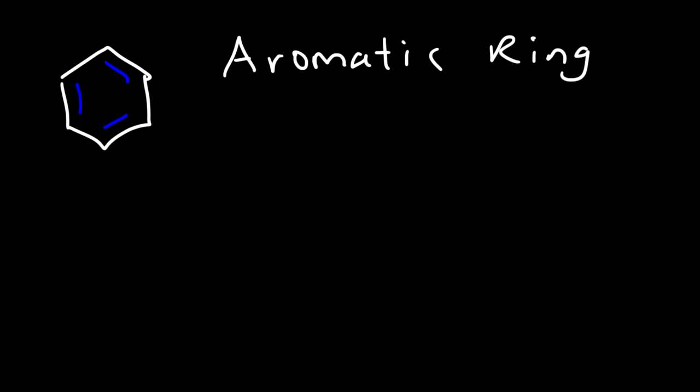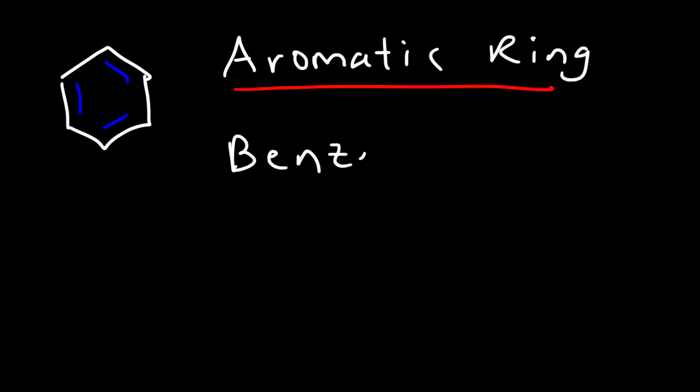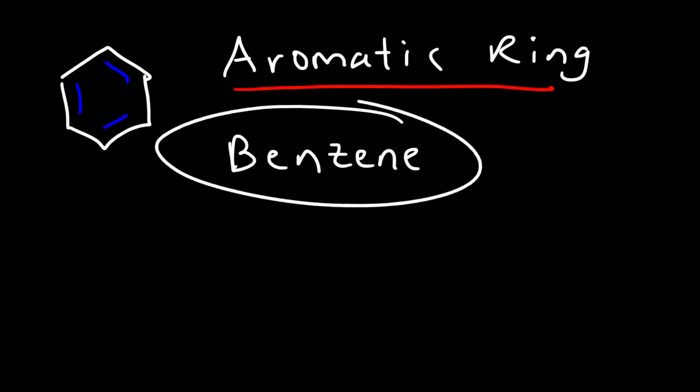Now, what about this one? Let's say we have a cyclic structure with alternating double bonds. What functional group do we have here? This is known as an aromatic ring. Now, this particular aromatic ring has a special name called benzene. And so you'll see this a lot in a typical organic chemistry course.